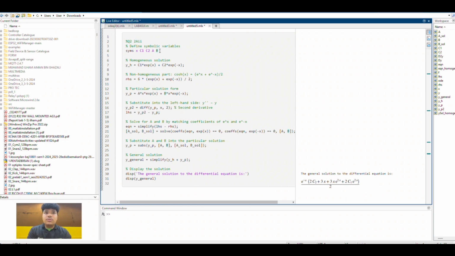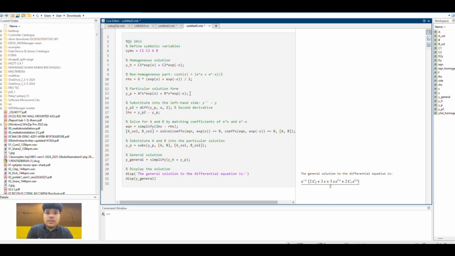Okay, seterusnya untuk soalan 2A2. Yang pertama, define symbolic variables, create symbols x, C1, C2, A and B to use in solving the equation. This is example for create symbol. Yang kedua, write the solution for the part of the equation without the right hand side. This example for equation yh equals C1 exponent power of x plus C2 exponent power of negative x.